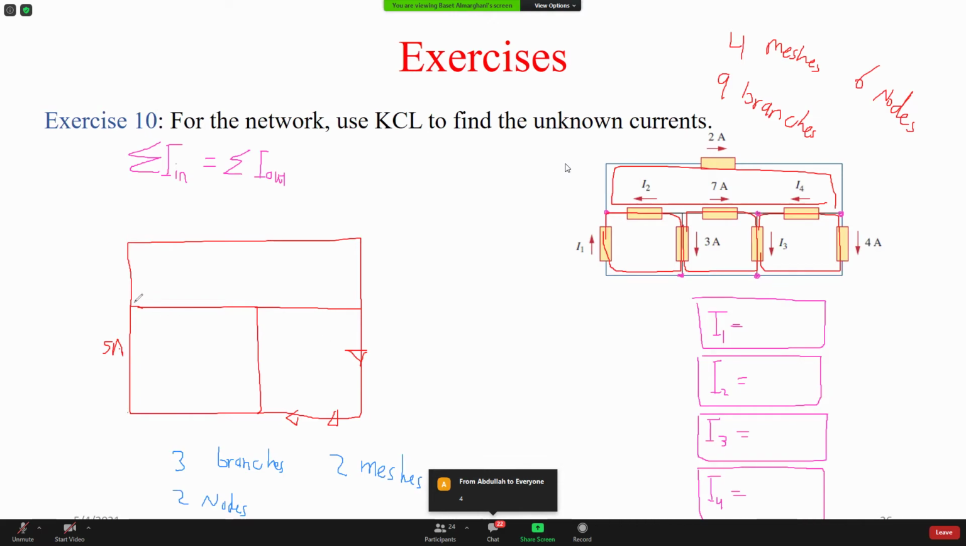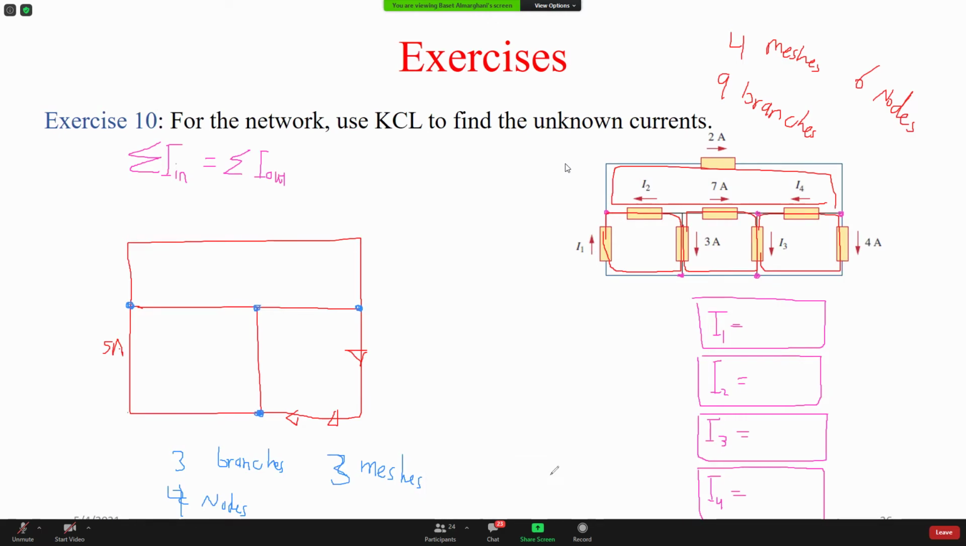Four. Thank you. So what we have is this is 1, this is 2, this is 3, this is 4. So this becomes 4 nodes. How many small windows, meshes, do we have? 3. That's 3. Now I'm getting good answers. Everyone is almost, this is fine.